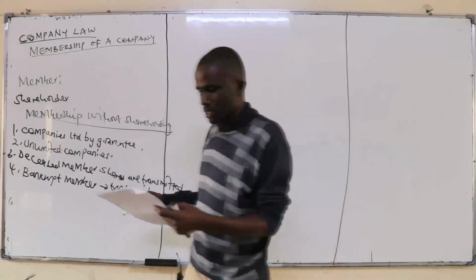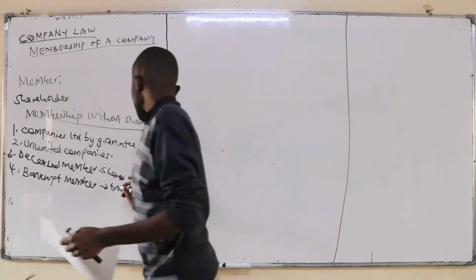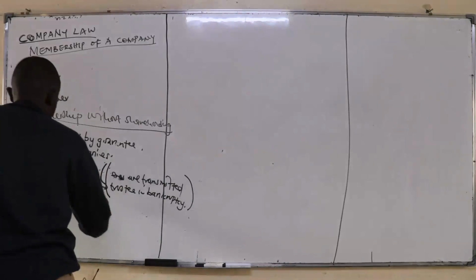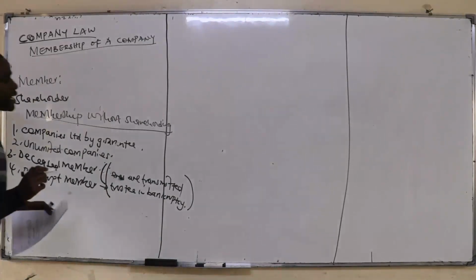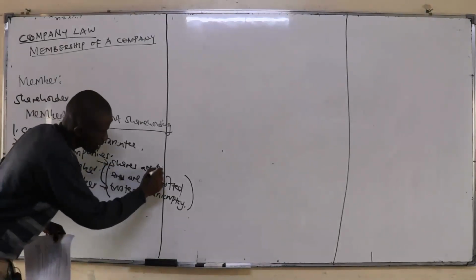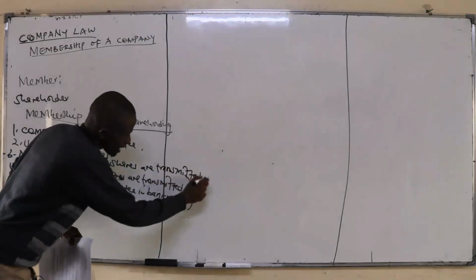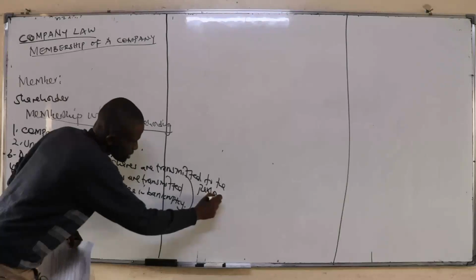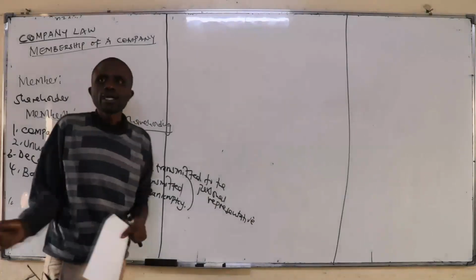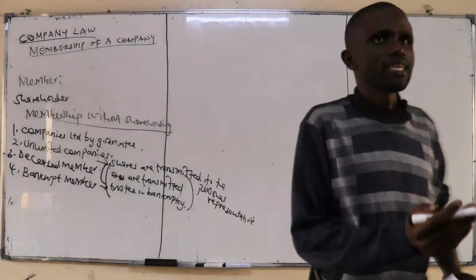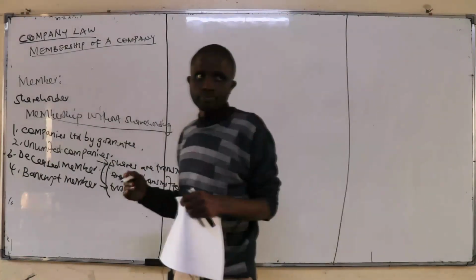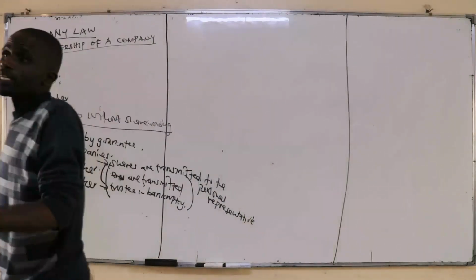Are we together? Yes. Now, by the way, deceased member, his shares are also transmitted. That's the bankrupt member, whose shares go to the trustee in bankruptcy. For the deceased member, upon death, the shares are transmitted to the personal representative. In the local language, we say next of kin, but in law, we say personal representative. Are we together? So those are the explanations we'll give the examiner.